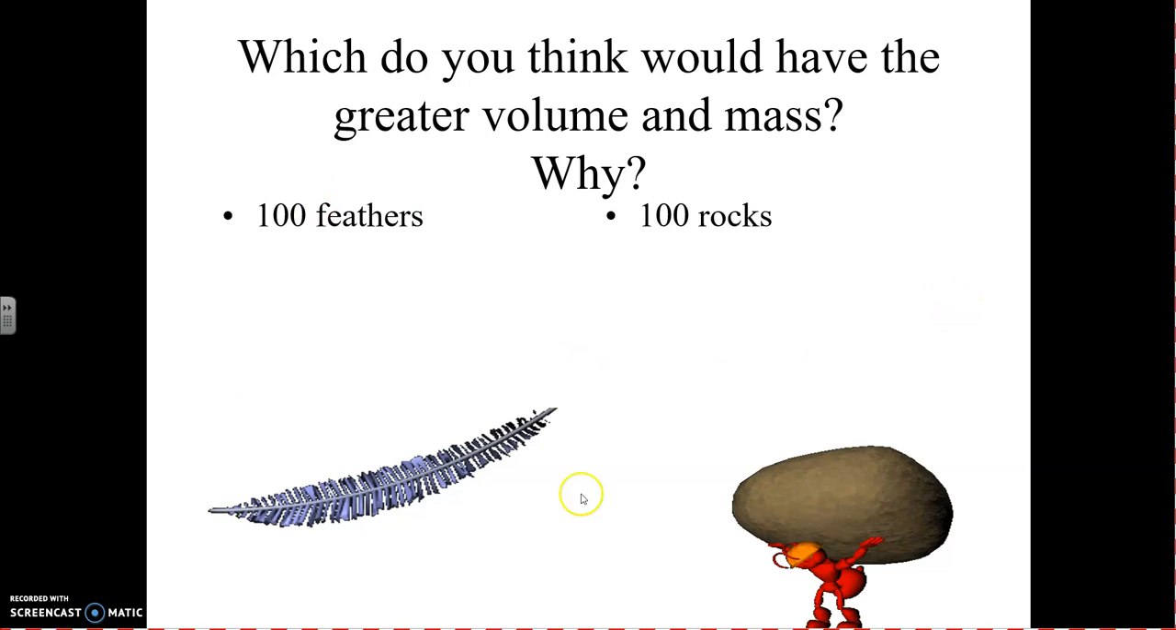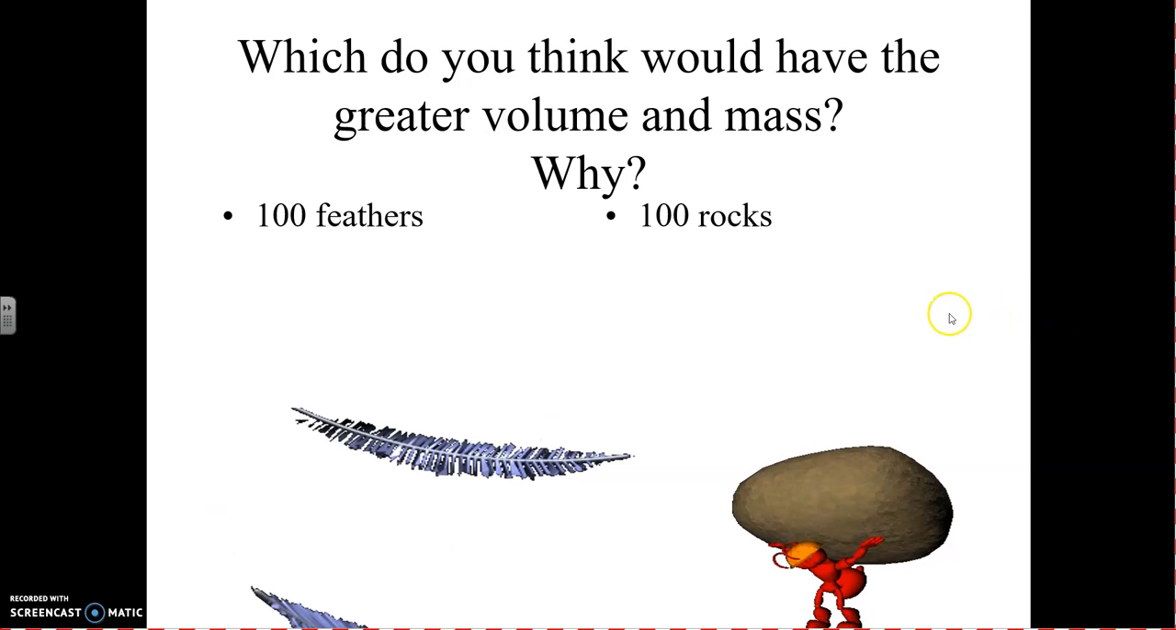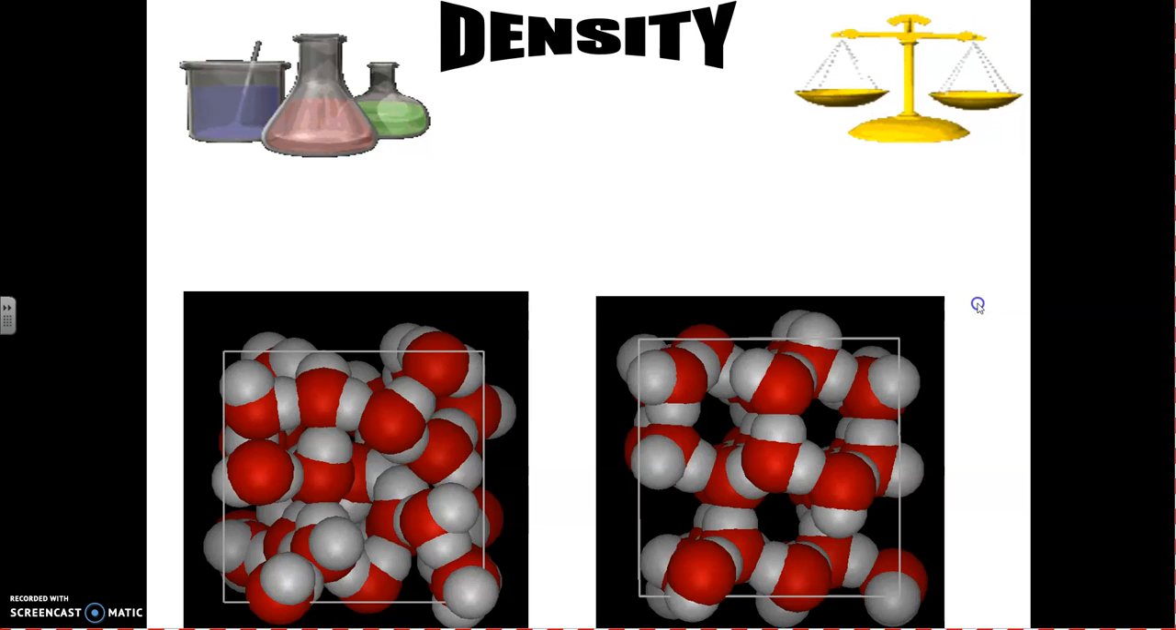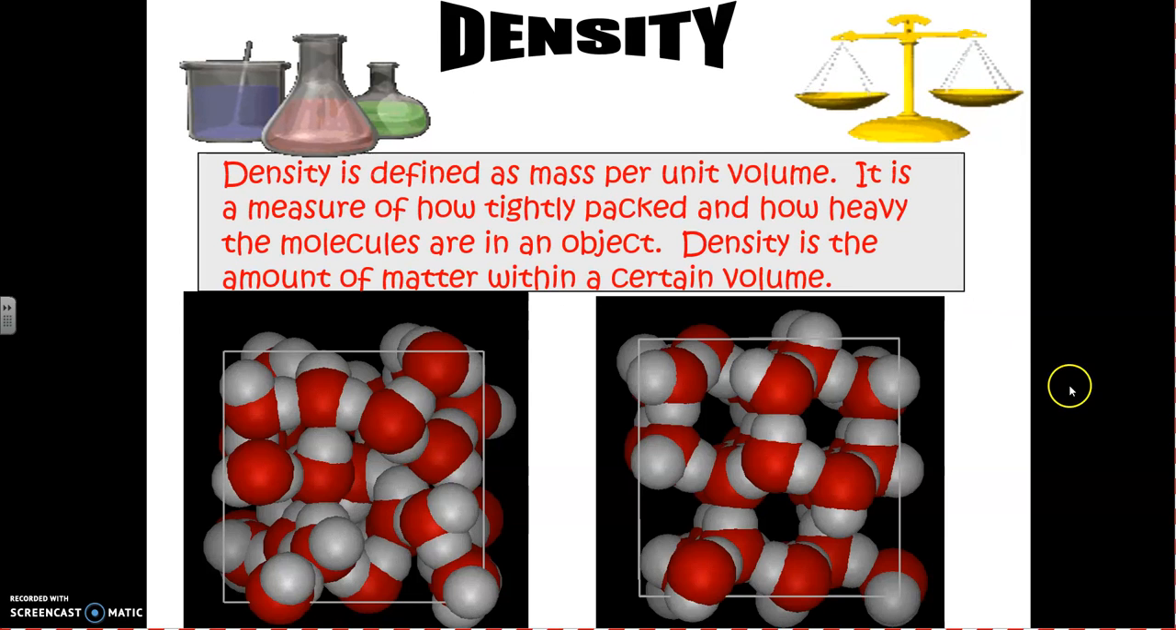When we're comparing these two things, then we notice that feathers have more volume but less mass, and rocks have more mass but less volume potentially. Okay, and when we're looking at those, we're looking at density. Density is defined as mass per unit of volume. It's a measure of how tightly packed and how heavy the molecules in an object are. Density is the amount of matter within a certain volume.